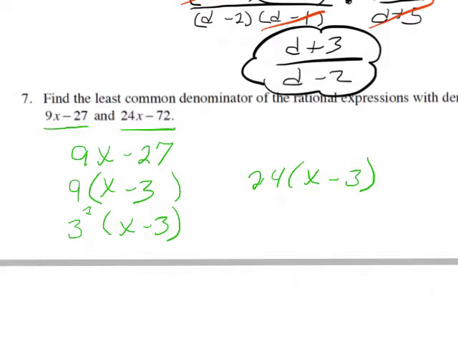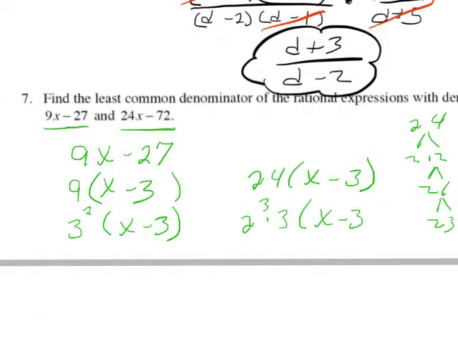Now let's take that 24, and you might want to do a factor tree on it if you need to. 2 goes into 12, 2 goes into 6, 2 goes into 3. So it looks like there are going to be three 2's and a 3. So it's going to be 2 to the third times 3 times x minus 3. All right, now let's make an inventory of each of these factors. Let me change to a different color here. I have a factor of 3, a factor of x minus 3, and a factor of 2. That looks like it's pretty good.